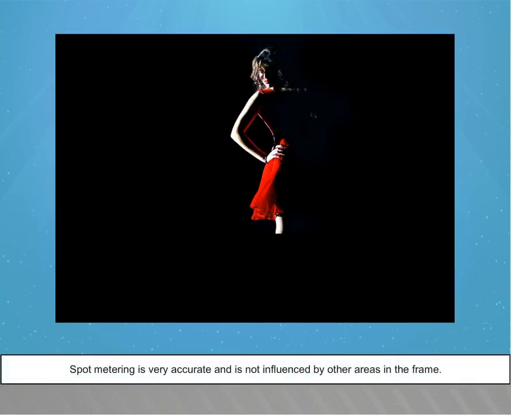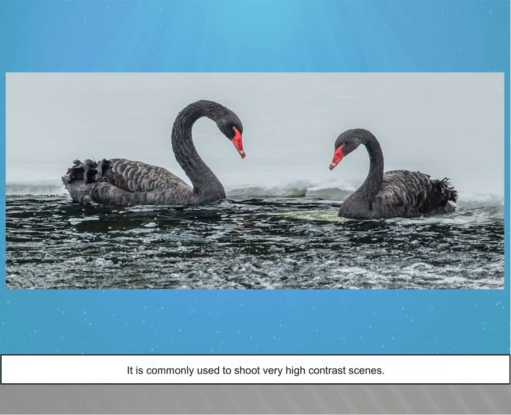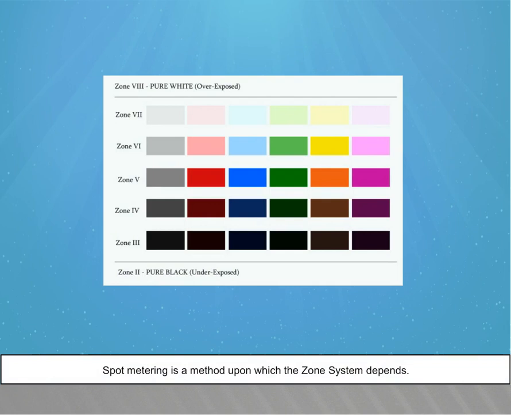Spot metering is very accurate and is not influenced by other areas in the frame. It is commonly used to shoot very high contrast scenes. Spot metering is a method upon which the zone system depends.